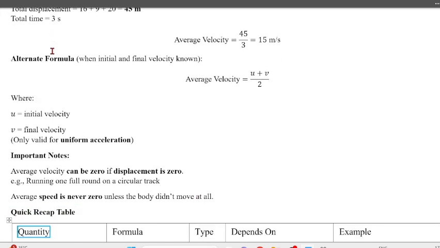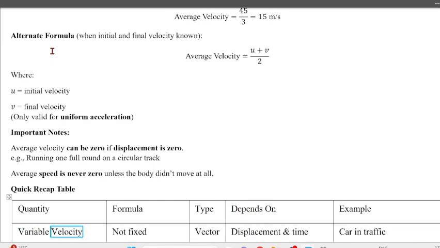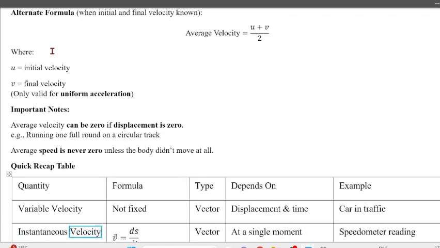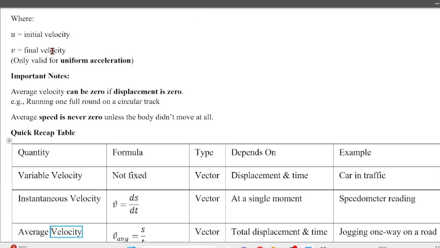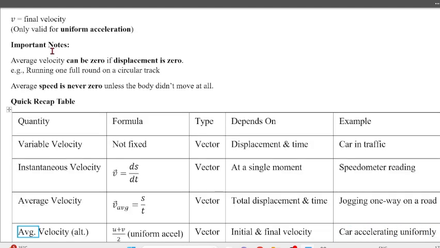Quick recap table: quantity, formula, type, depends on, example. Variable velocity: not fixed, vector, displacement and time, car in traffic. Instantaneous velocity: v equals ds over dt, vector, at a single moment, speedometer reading. Average velocity: v avg equals total displacement over total time, vector, for example jogging one way on a road. Average velocity equals u plus v over 2, uniform acceleration, vector, initial and final velocity.